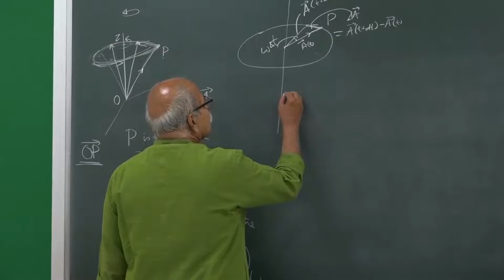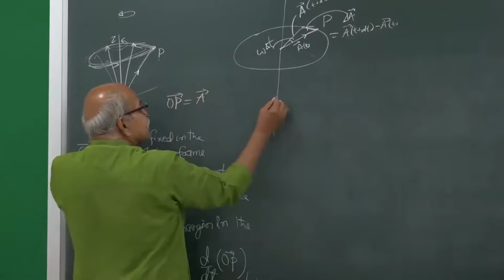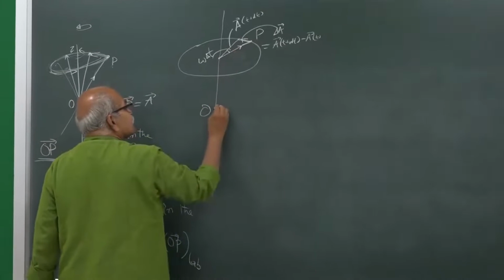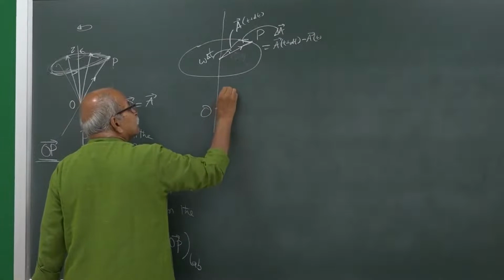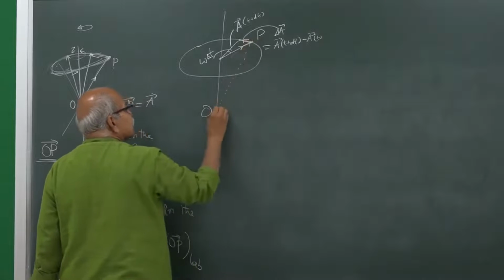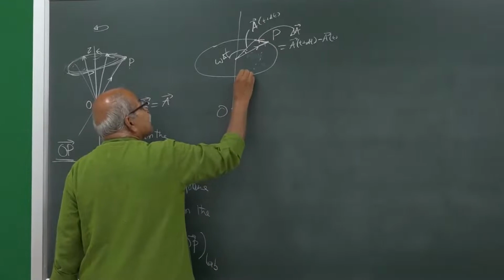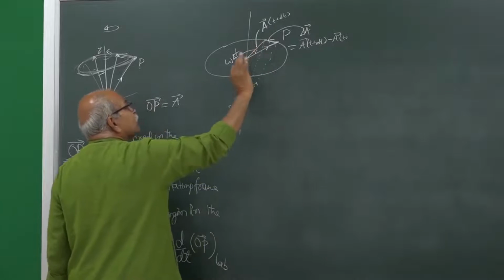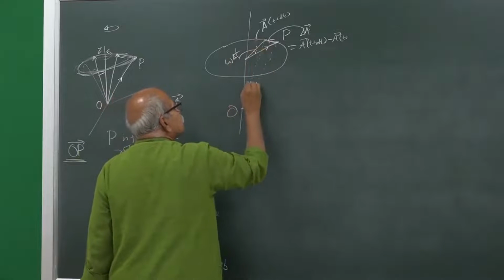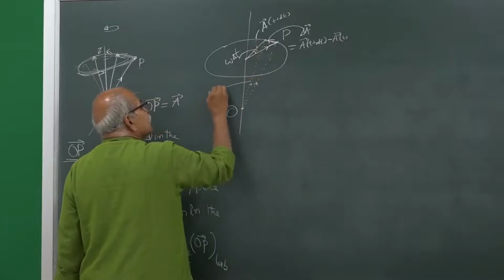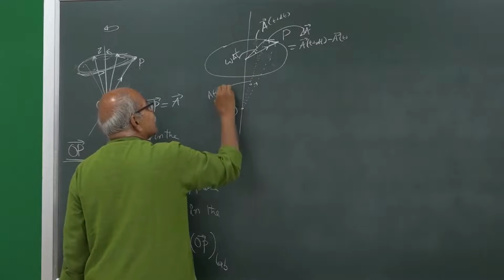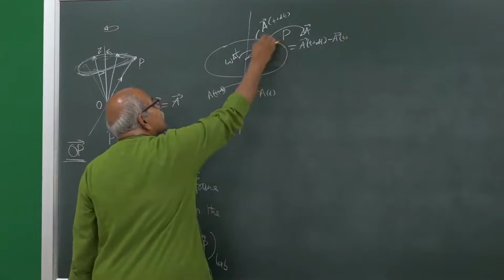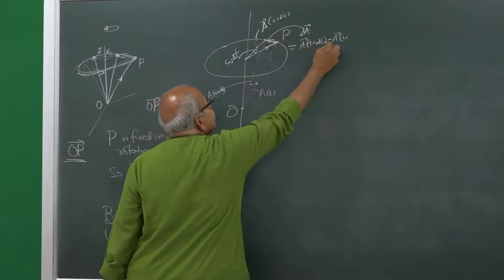Now, our origin is here, remember. So this is not actually the A vector, this is the A vector, OP. This is that A vector, and this is that A at time t plus dt. But nevertheless, things will not change much. This is your A at t plus dt, and this is A at t.